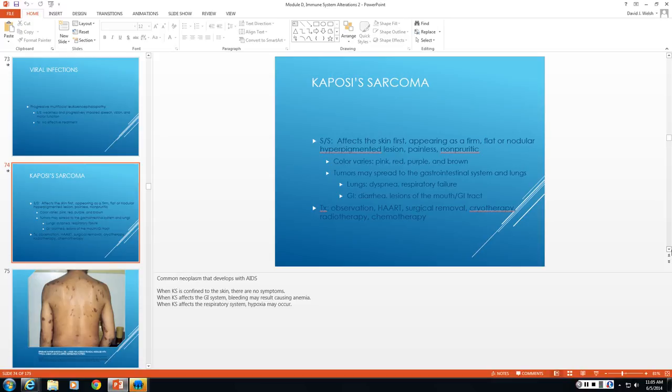So your signs and symptoms are going to be that they appear as firm, flat, or nodular, hyperpigmented lesions, painless, non-pruritic, usually purple in color, but they can also be pink, red, or brown. Basically what it is, is tumors. They're small tumors within the blood vessels that erupt. They cause the blood vessels to erupt and cause these neoplasms.